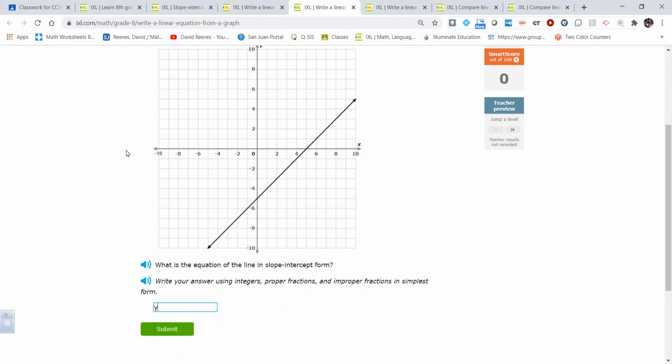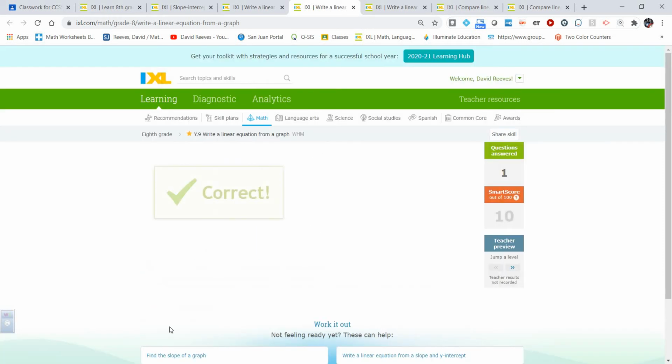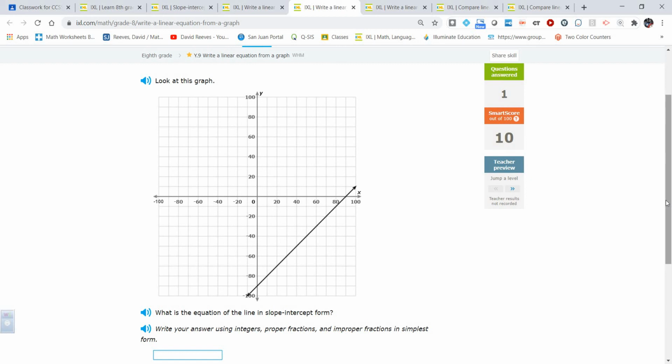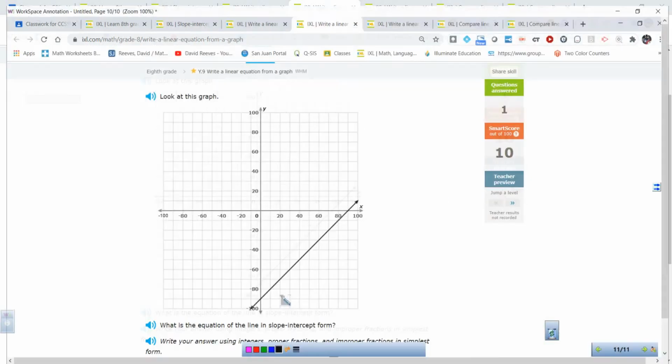Our slope was 1, so it's y equals, now you could put 1x, or you could just simply put x. It's better just to put x, and then it was minus 5 for the y-intercept. All right, so take a look at this one. Again, we have to find the slope, and we have to find the y-intercept.